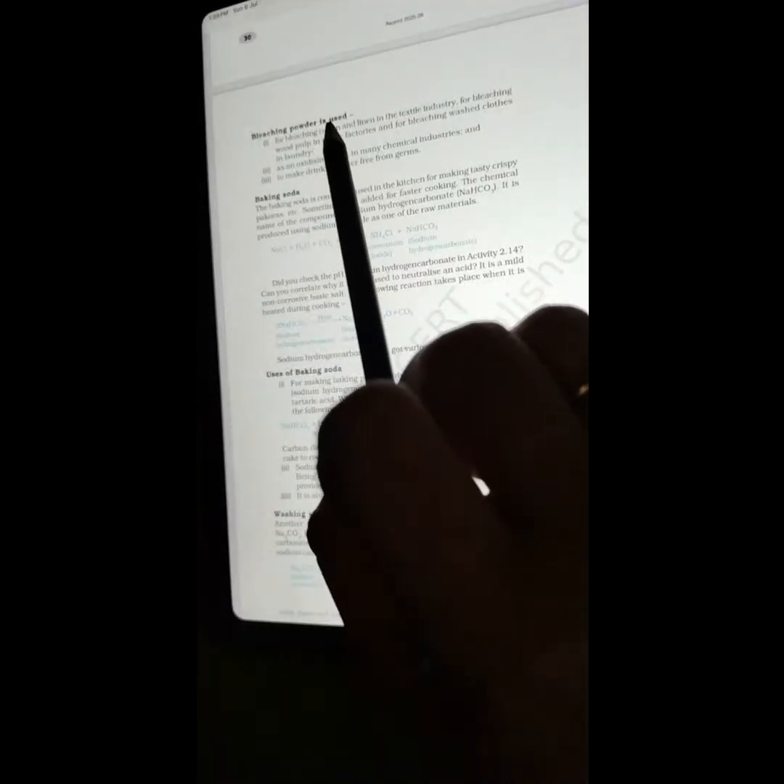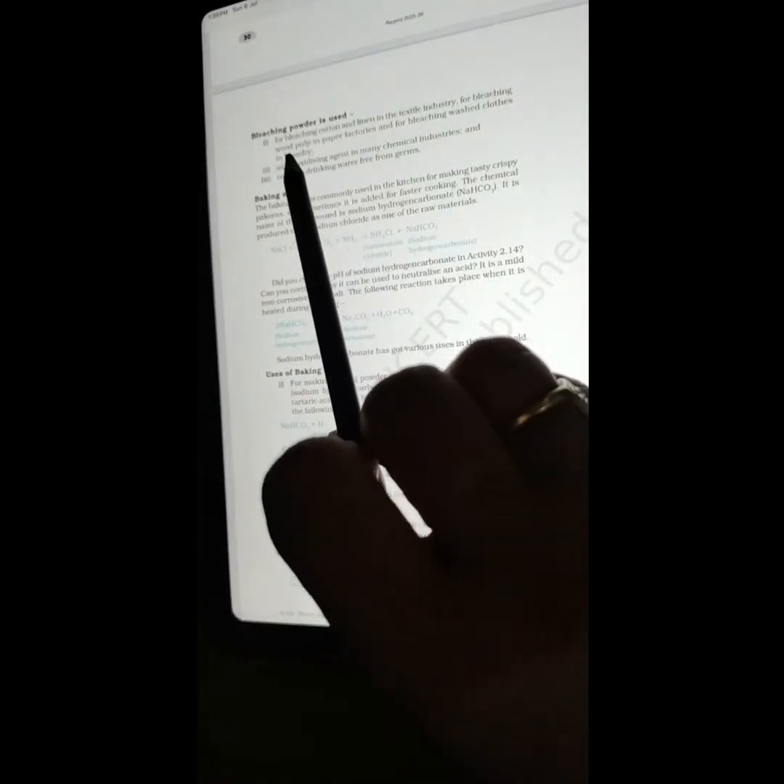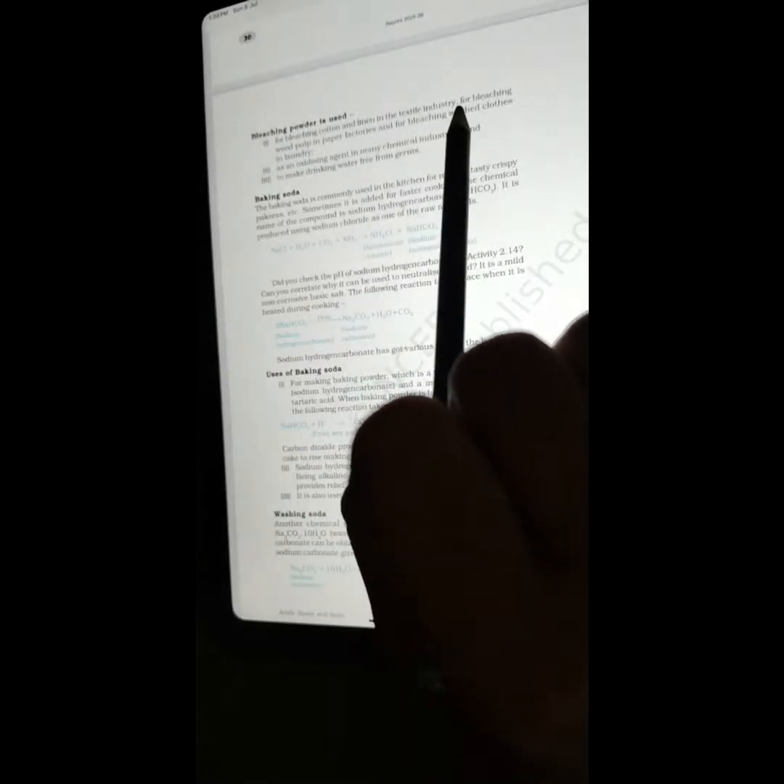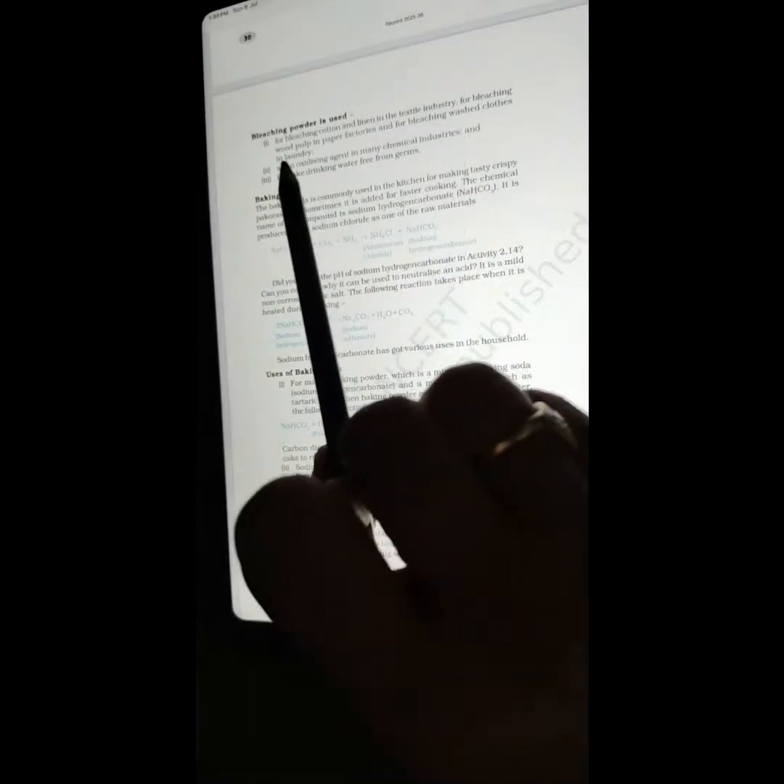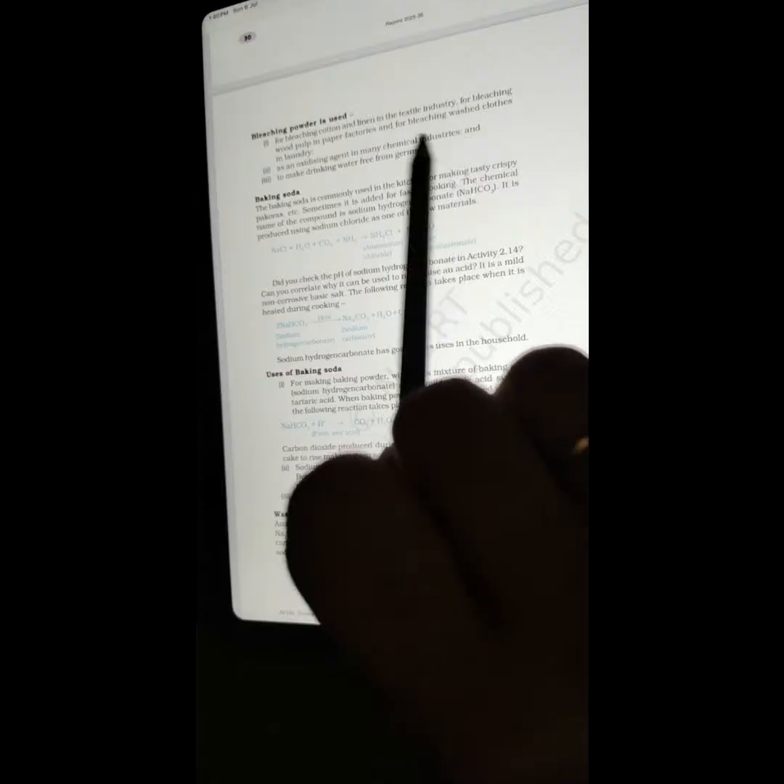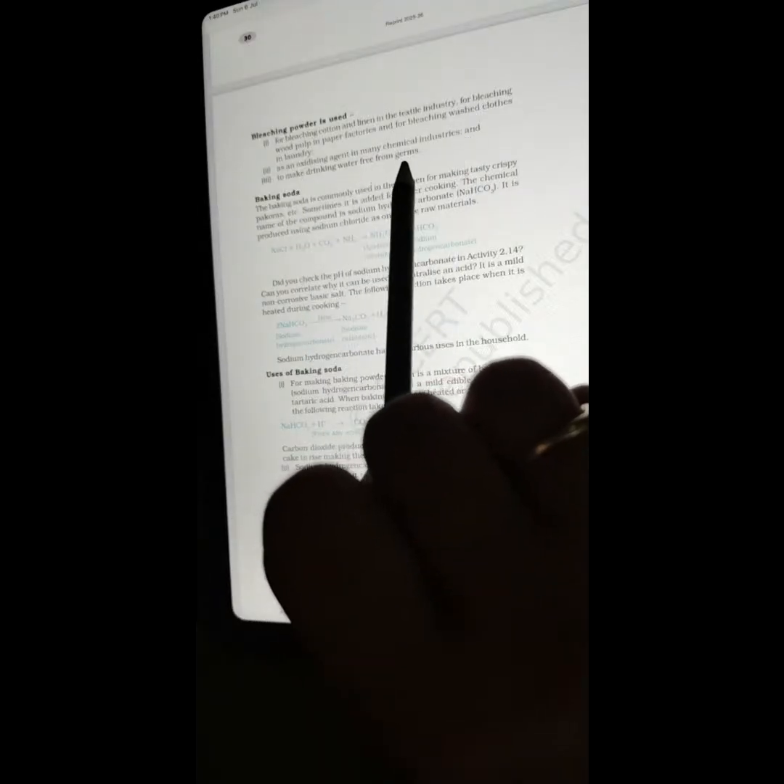Bleaching powder is used for bleaching cotton and linen in the textile industry, for bleaching wood pulp in paper factories, and for bleaching washed clothes in laundry. It is also used as an oxidizing agent in many chemical industries and to make drinking water free from germs.